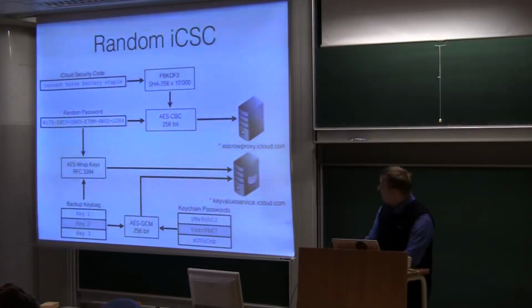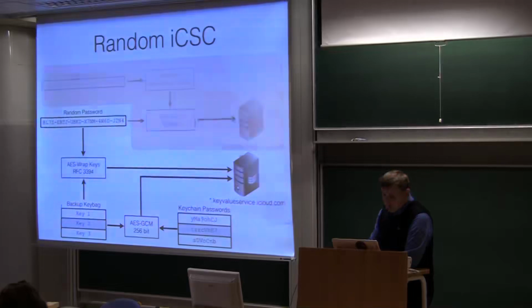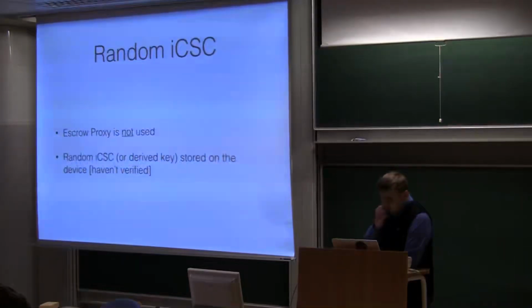So how does this work exactly? Well, this part is not used. If you choose to use a random password as a master password for your iCloud keychain, then this part shown in red will not be used, and the whole diagram will look only like this. So the escrow proxy is not used at all, and probably a random security code is saved somewhere in the device.